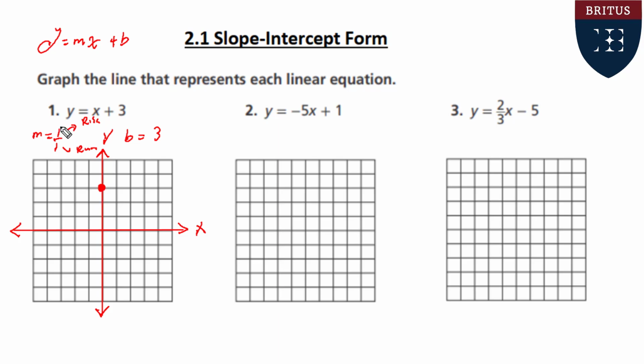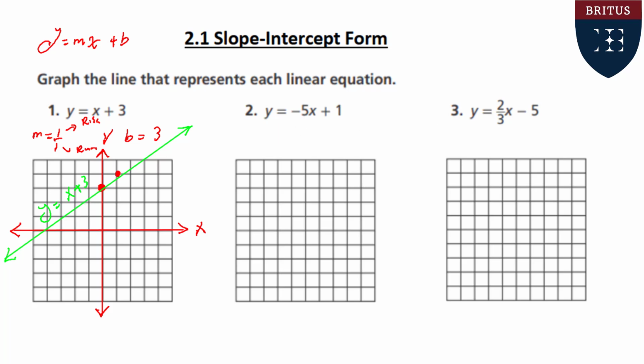Now rise how many units? 1 unit, run 1 unit. So move up 1 unit, move right 1 unit. Now we have 2 points. Just draw the line between them. We can graph now the equation y is equal to x plus 3.